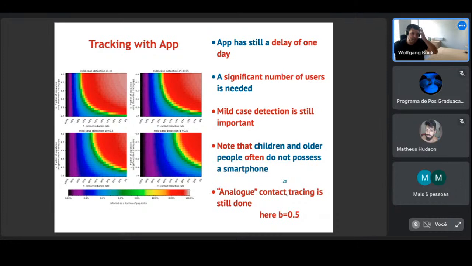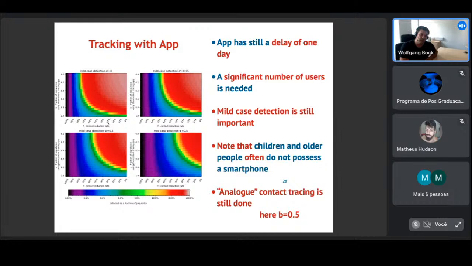With an app, you need a certain number of people having this app. The app usually has a delay of 1 day due to data protection reasons. I should not see on my display that the one in front of me has COVID, but it tells you that there was somebody having COVID in the last days, and then you have to go to the doctor, because you don't want to have stigmatization in your population. But you need a significant number of users.